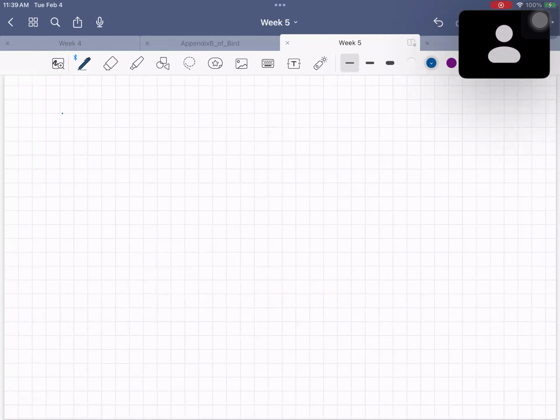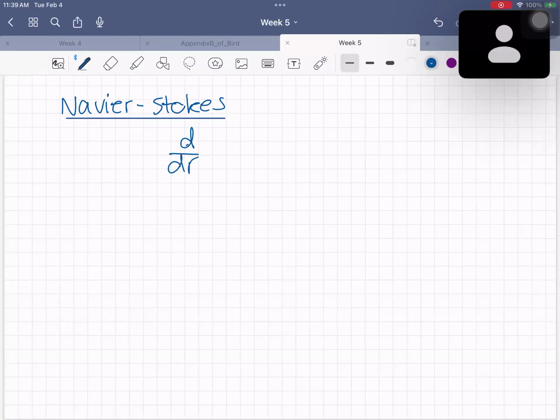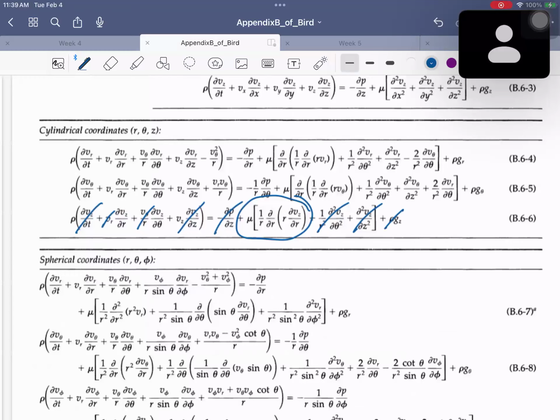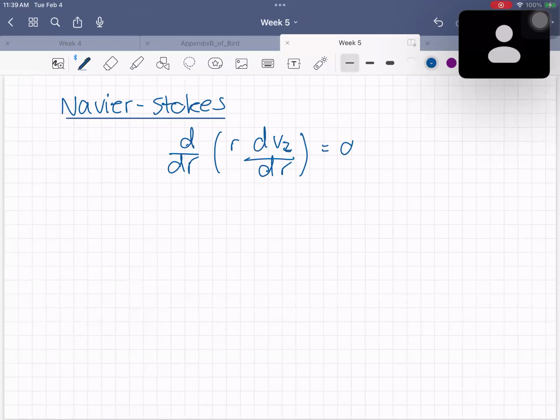Let me write this. Navier-Stokes. You get d/dr (r dvz/dr) equal to 0. Is that right? Okay. So do the integration. So you will get r dvz/dr equal to C1.